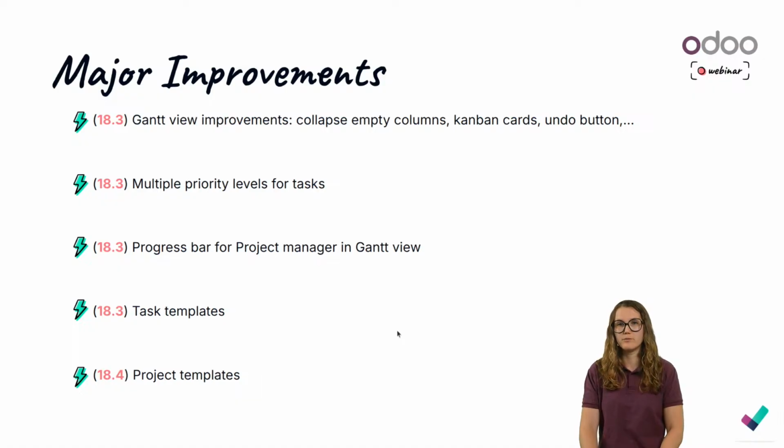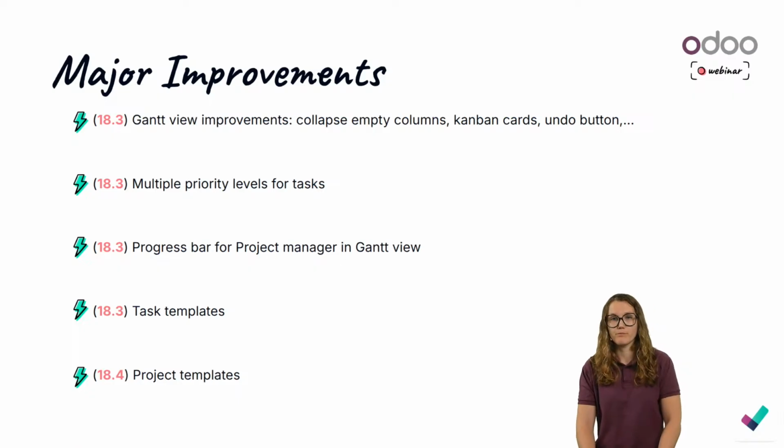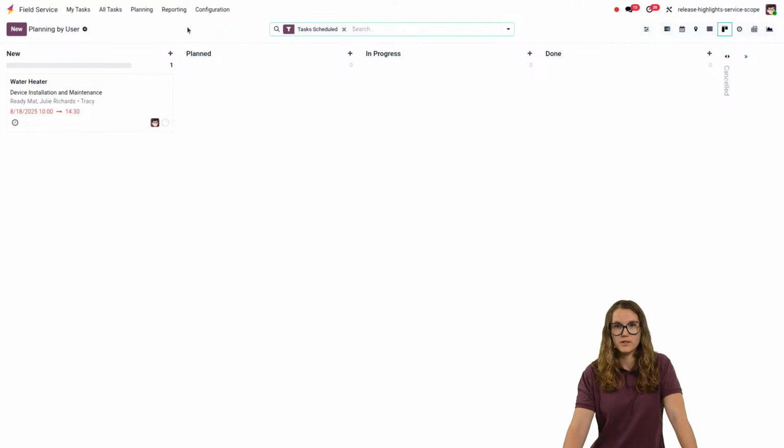Next one, we have multiple priority levels for task. So we only had a one level priority level for task. This has been changed. So now you have a 3 level priority. So you can basically add more details regarding the priority of your task. And let me show you this. So if we go to the Gantt view, you see that from here now we have a 3-star priority level.